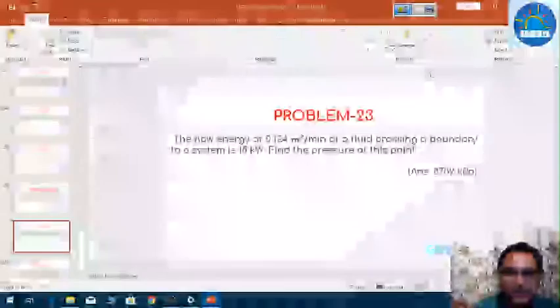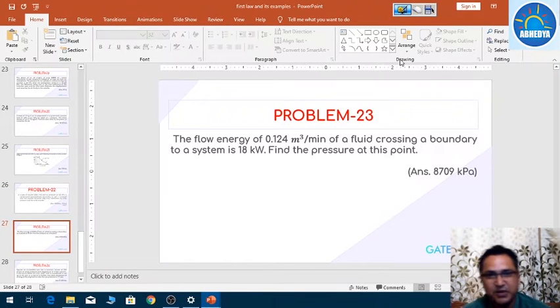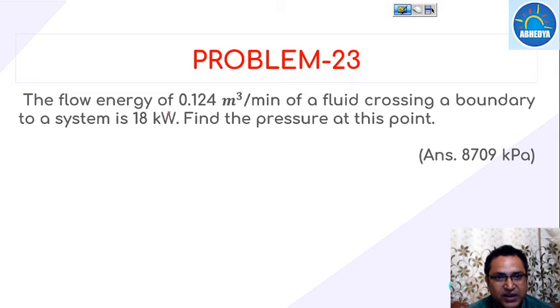So now let's move to the next question, that is problem number 23. What it says, the flow energy of 0.124 meter cube per minute of the fluid crossing a boundary of a system is 18 kilowatt. This is the flow energy, and this is the total fluid which is crossing a boundary of a system, 18 kilowatt. Find the pressure at this point.